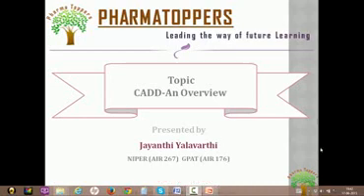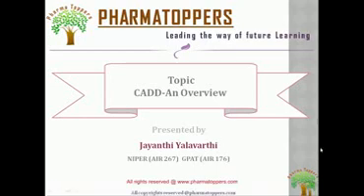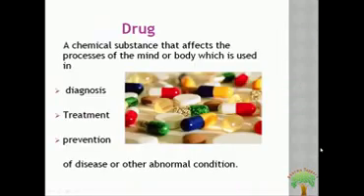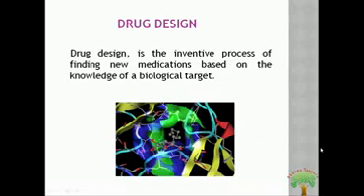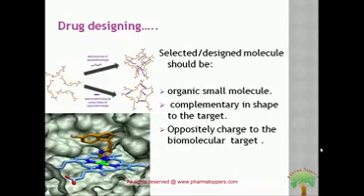So, in order to develop a medicine, one should have a prior idea of the drug which has to be used. Coming to the drug, it is a chemical substance that affects the process of the mind or the body, which is used in diagnosis, treatment, prevention of disease or other abnormal condition. Coming to the process of design, it is nothing but an inventive process of finding new medications based on the knowledge of a biological target. Here, the biological target is nothing but a receptor or protein molecule.